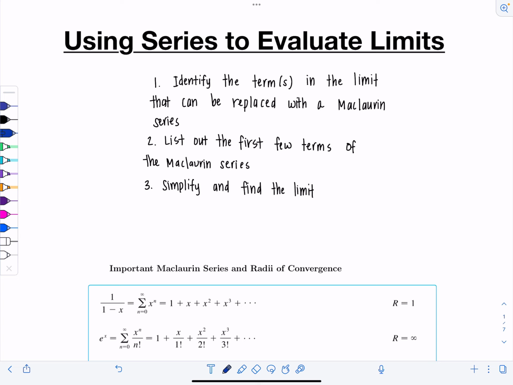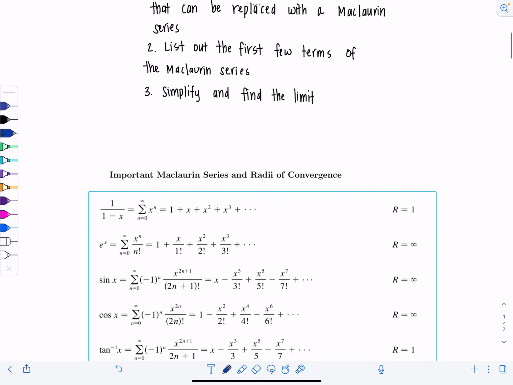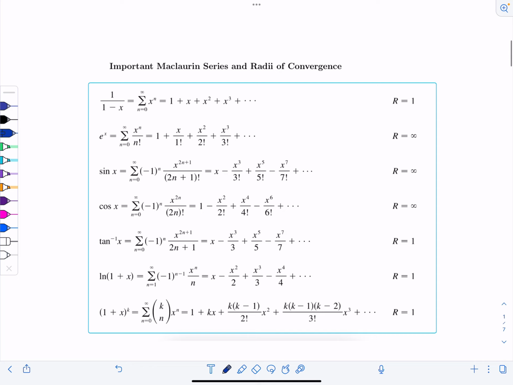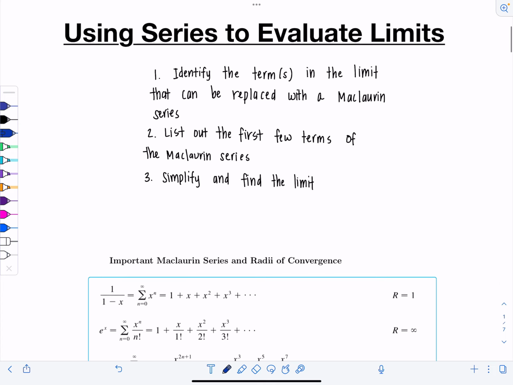So try to break it down into 3 basic steps that you can follow anytime you have to tackle one of these problems. The first thing is you want to identify the term or terms in the limit that you can replace with a known Maclaurin series. And I just pasted in some known important Maclaurin series that typically will come up in these kinds of problems, that you should have studied already in this topic, in this lesson.